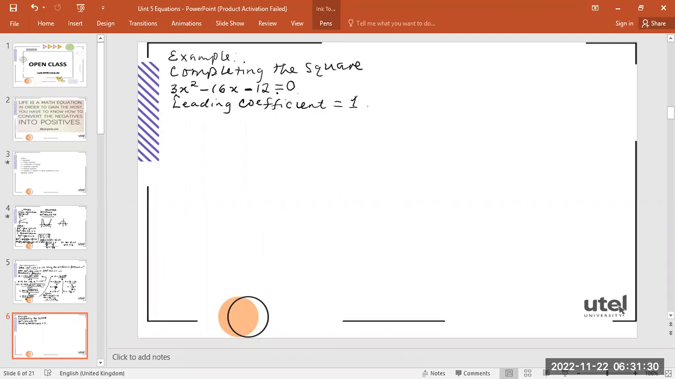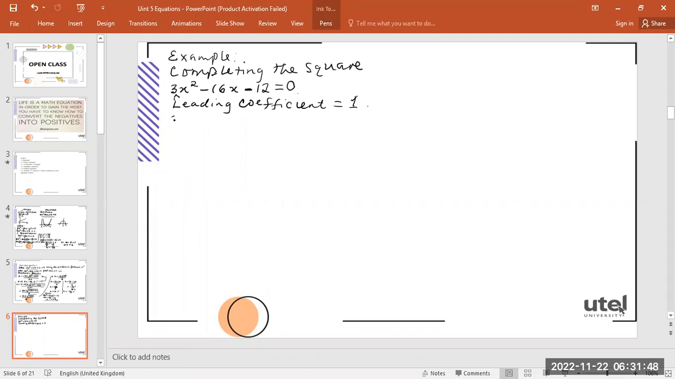That is the constant term. And of course, you can see that if you take minus 12 to the right-hand side of the equation, the sign will change to plus 12. And this is how it's going to be. So let's start, first of all, by taking the minus 12 to the right-hand side of the equation.